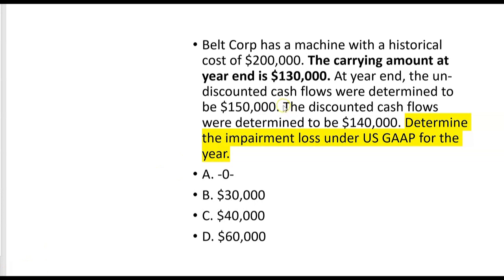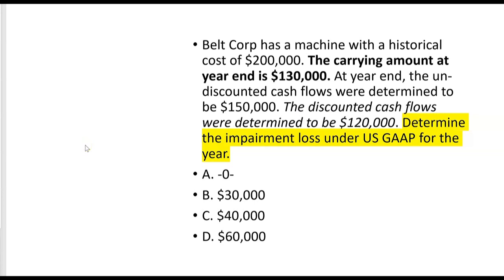And as soon as you determine that there's no impairment, you don't even have to look at the discounted cash flows. Doesn't matter what they are. Even if they were less than $130,000, wouldn't matter because there is no impairment when you compare in step one of the test the $130,000 carrying amount to the undiscounted cash flows of $150,000, no impairment. The answer to this question would be A, 0.